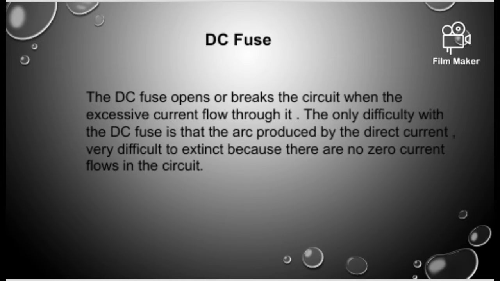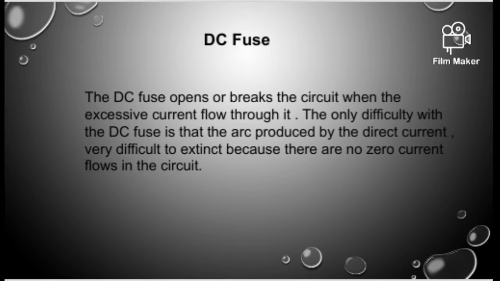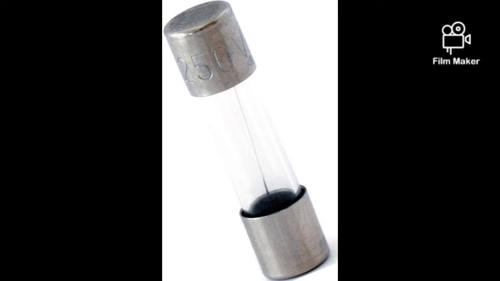Under the DC fuse are the following. Cartridge fuse. This is the most common type of fuse. The fuse element is encased in a glass envelope that is terminated by metal caps. The fuse is placed in an appropriate holder. Since the glass envelope is clear, it is easy to visually determine if the fuse is blown.